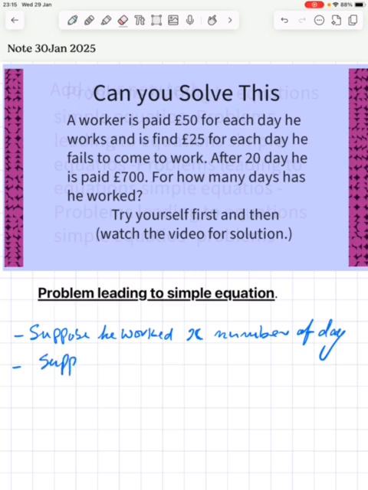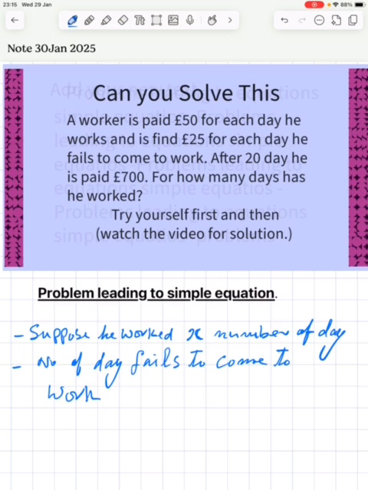And then the number of days he fails to come to work will be 20 days minus the X, that many days.